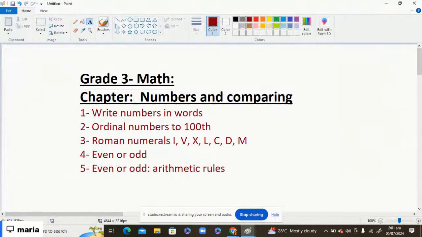So today we are here for grade 3 maths. The chapter name today we discuss is numbers and comparings. And here are the list of the lessons that we covered today, which is write numbers in words, ordinal numbers to 100, Roman numerals, even or odd arithmetic rules.